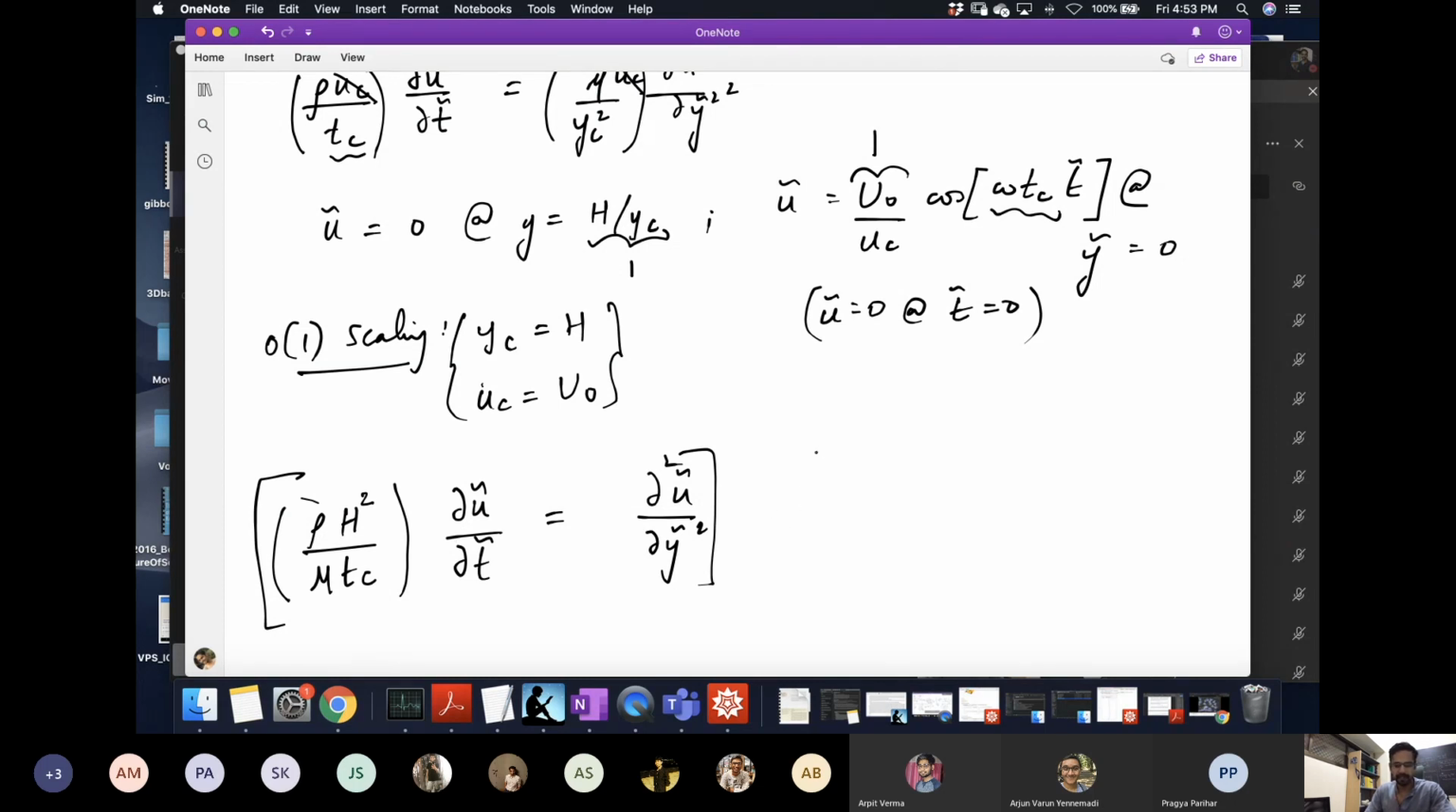And then the boundary conditions we have now are just u tilde is equal to cosine of, now here I still have an unknown time scale, (omega tc) times t tilde. This is at y equal to 0. And then u tilde is equal to 0 at y equal to 1, the top wall.